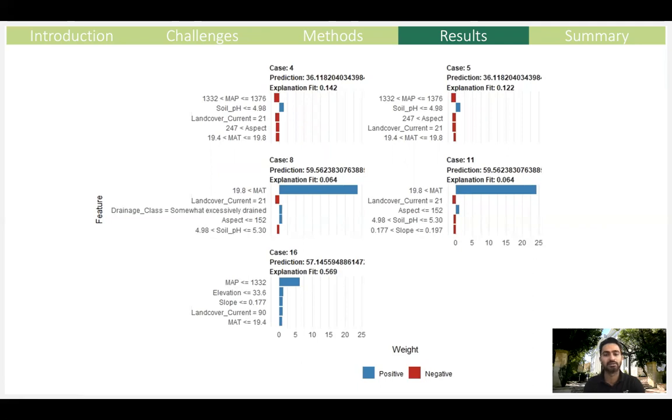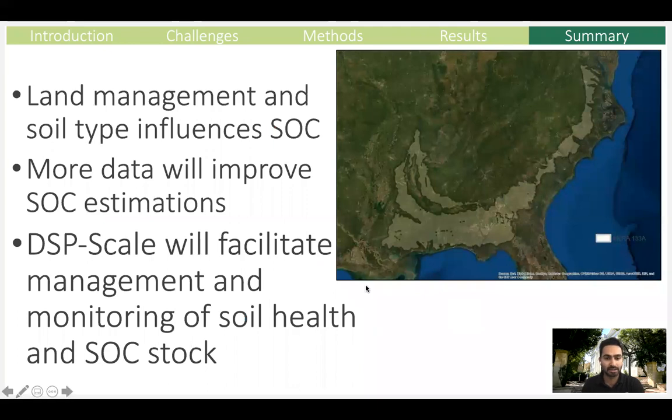next step would be to make prediction maps for different years and compare them to the maps which are available for those years. So to summarize, this type of approach, which combines land management and soil type and studies its effect on soil organic carbon, is very useful. More data points will make our model more comprehensive, and this is very useful for strategy makers and planners to monitor soil health and soil organic carbon stocks in soil over time.